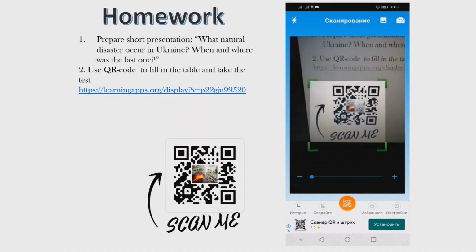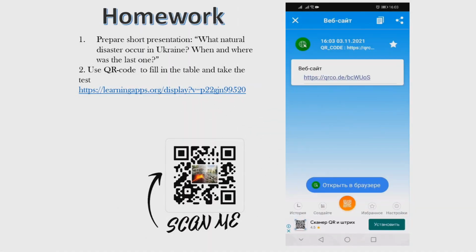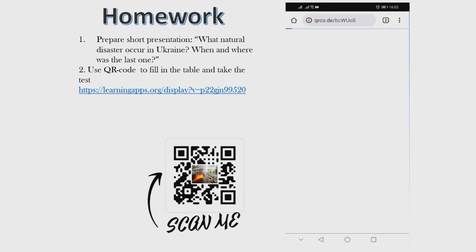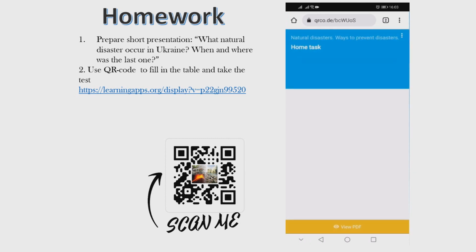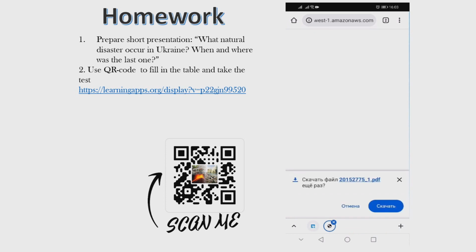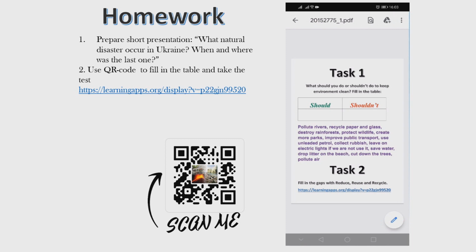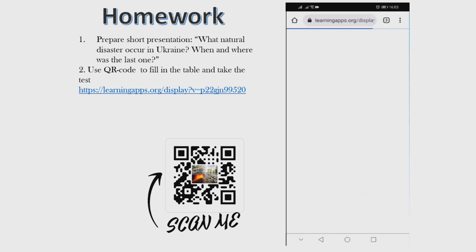Our lesson is over. Your homework. Prepare a short presentation. What natural disaster occurred in Ukraine? When and where was the last one? Use the QR code to fill in the table and take the test following the link Learning Apps.